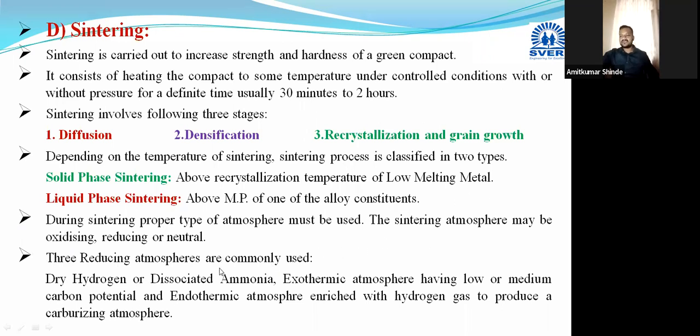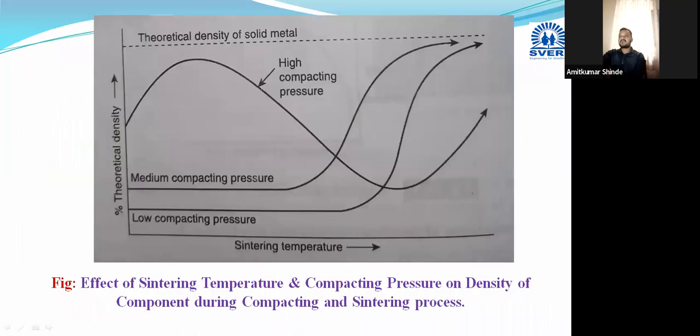Generally we use a reducing atmosphere. The atmospheres generally used for this sintering are dry hydrogen atmosphere or dissociated ammonia atmosphere or exothermic atmosphere having low or medium carbon potential, and sometimes we can use an endothermic atmosphere having hydrogen gas. Okay, so in this way this sintering is completed. The component obtained after this sintering is termed as a sintered component.